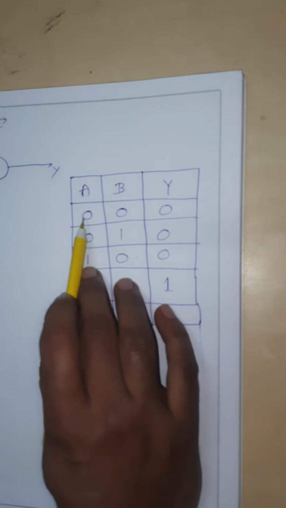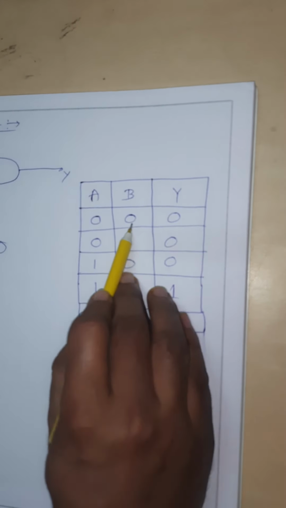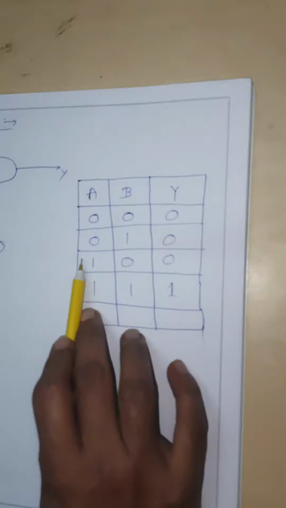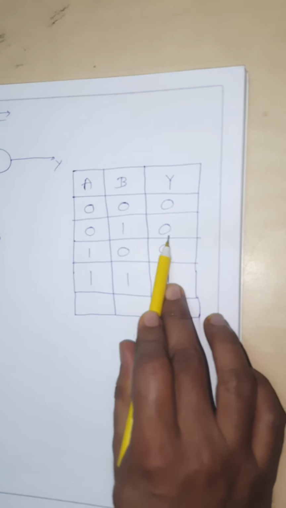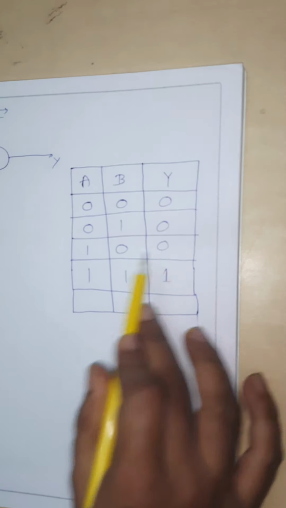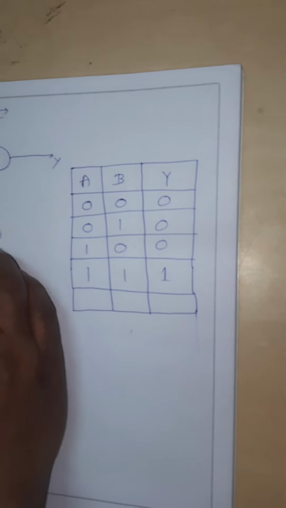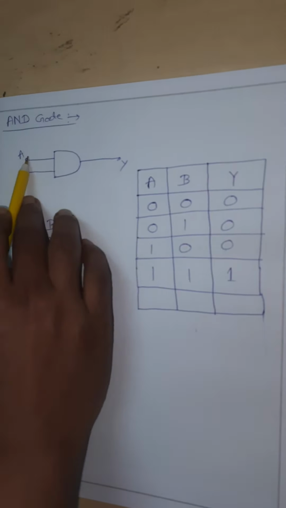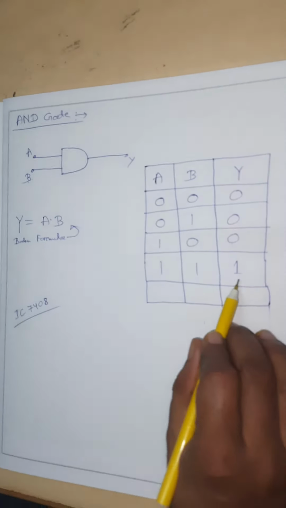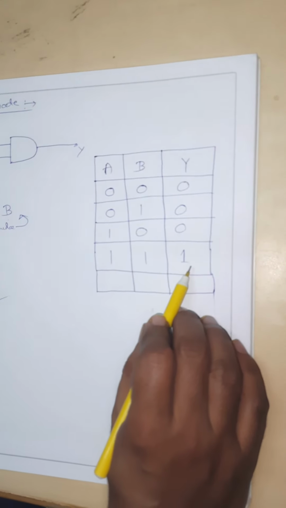If the two inputs are 0 0, then the output will be 0. If the input is 0 1, the output is 0, and for 1 0 it is 0. But in the case of 1 1, meaning both inputs are 1, meaning two pulses are there, only then the final output will be 1. Otherwise the rest of the outputs will be 0.